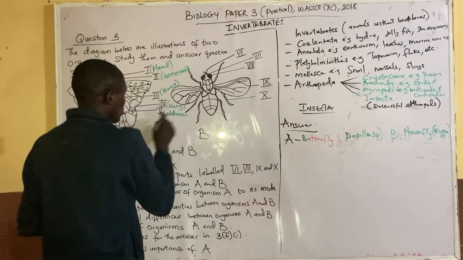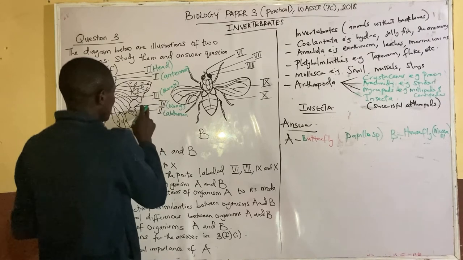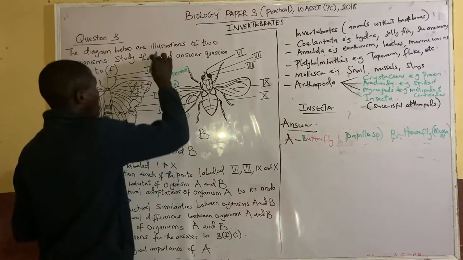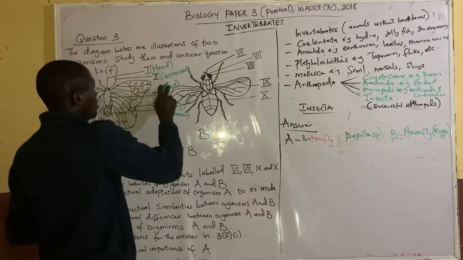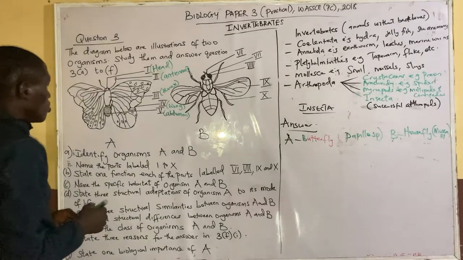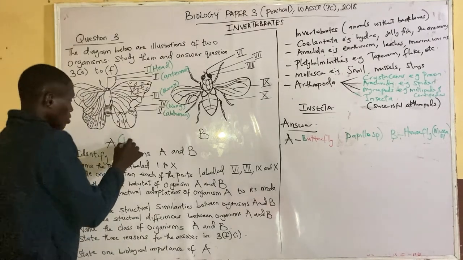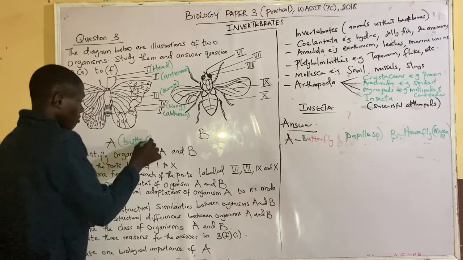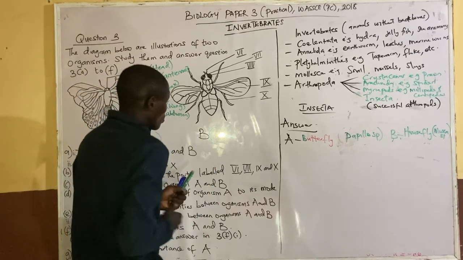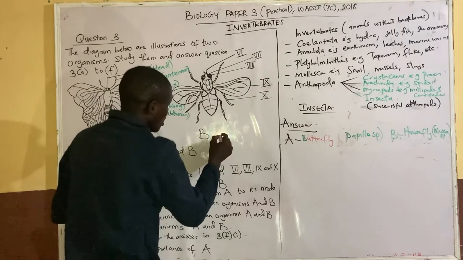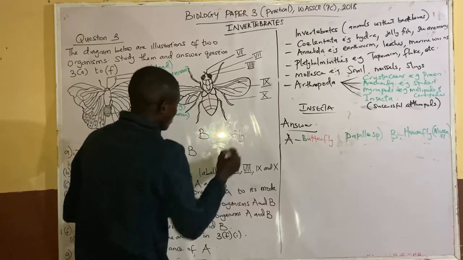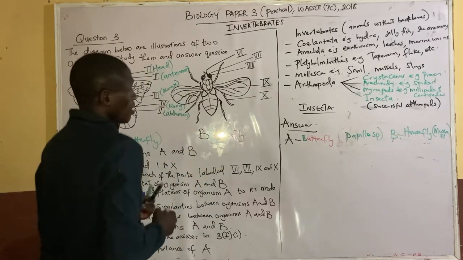So we can successfully say that this is the wing, and this is the abdomen. We have successfully labeled the head, the antennae, the thorax, the wing, and the abdomen. Don't forget that this organism is called a butterfly. And this one is called a house fly.